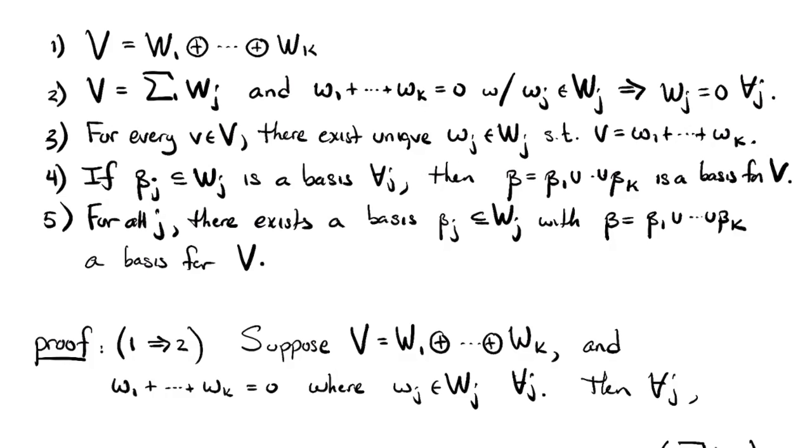Let's suppose the first condition, that V is the direct sum of the W's. What am I trying to show? The second condition. I want to show that V is the sum of the W's, and that if you take a sum of things, each one of which is in Wj, and get 0, each one of the things had to be 0. The only way you can add things in these summands together and get 0 is if you started with 0 in each summand. So suppose that V is a direct sum of the W's, and suppose that we have this sum equal to 0, where each summand comes from the corresponding subspace.